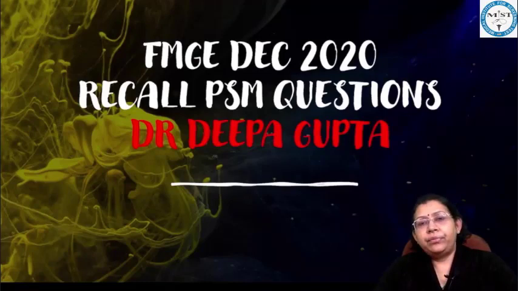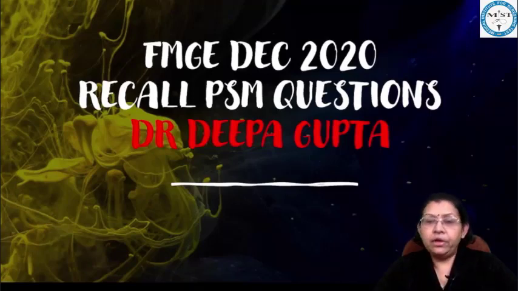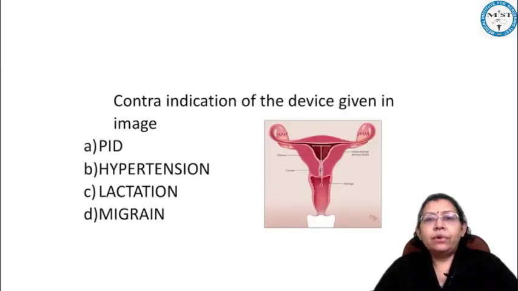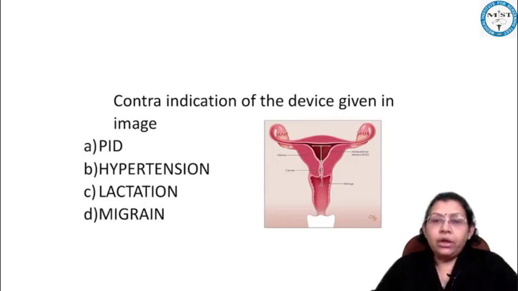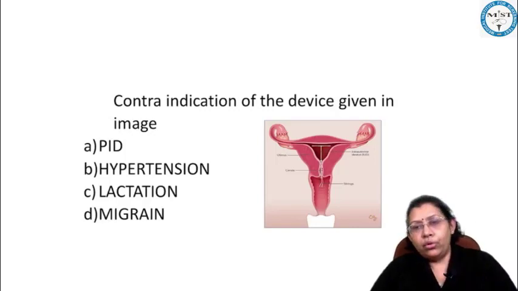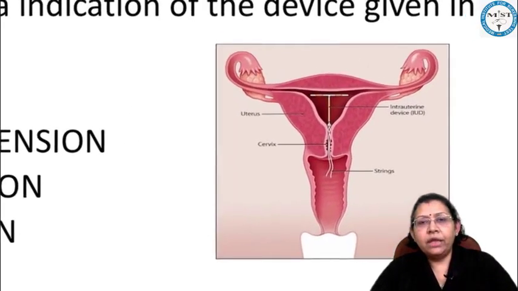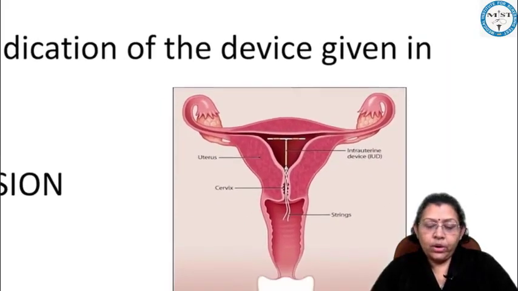Hello friends, in our series of PSM recall questions from the December FMG 2020 examination, we are here with another question, and the question is: contraindication of the device given in the image. Now here we have to do two functions. The first is we have to identify the image and then we have to look for its contraindication.